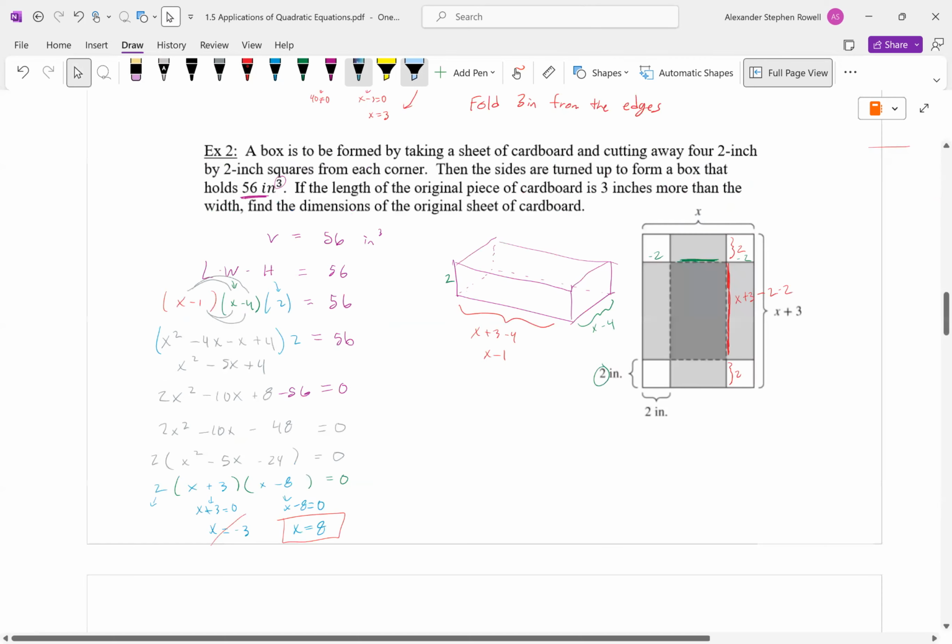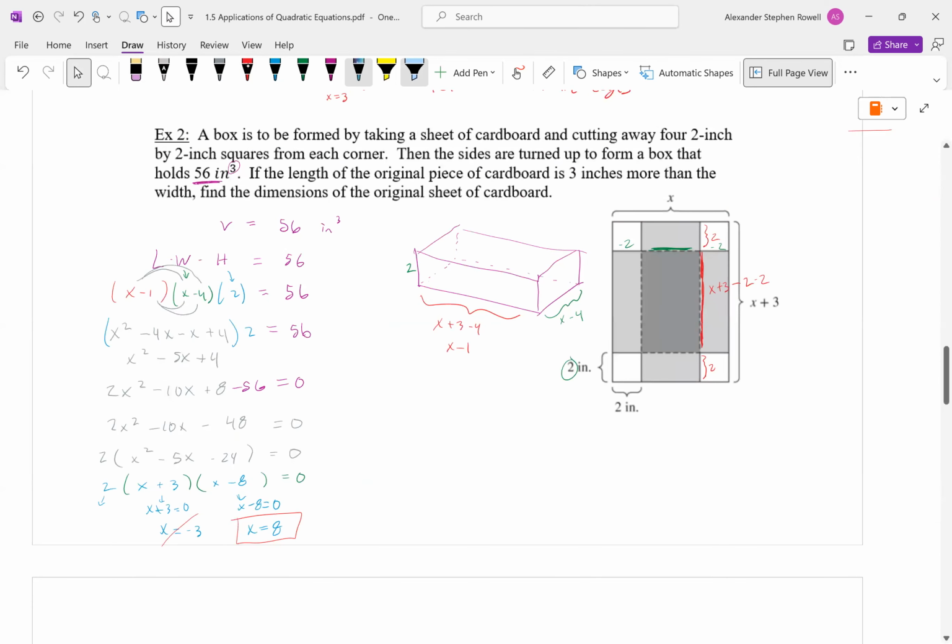So what's the question asking for? Find the dimensions of the original sheet of cardboard. So the dimensions were x by x plus 3. So 8 by, and 8 plus 3 is 11. 8 inches by 11 inches is our final answer. Any questions about this?